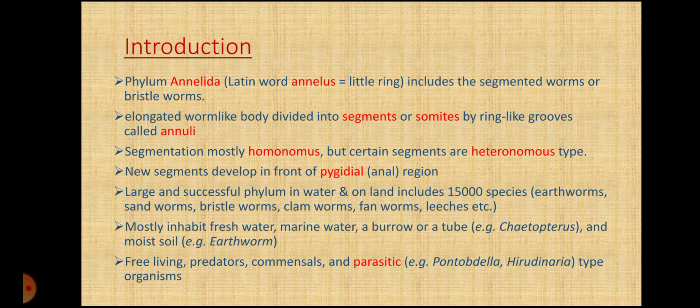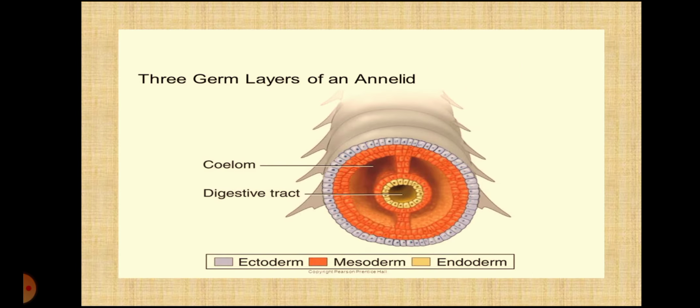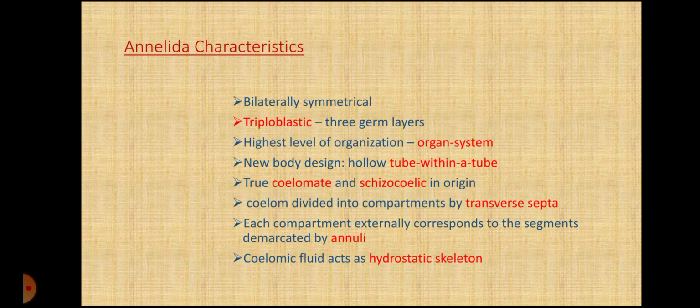Students, first of all, we discuss the general characteristics, the habit and habitat. Annelids are mostly aquatic, in either freshwater or marine habitats. Some are burrowing, while some are found in moist soil, like the earthworm. Some annelids are parasitic, like Hirudinaria or Pontobdella.